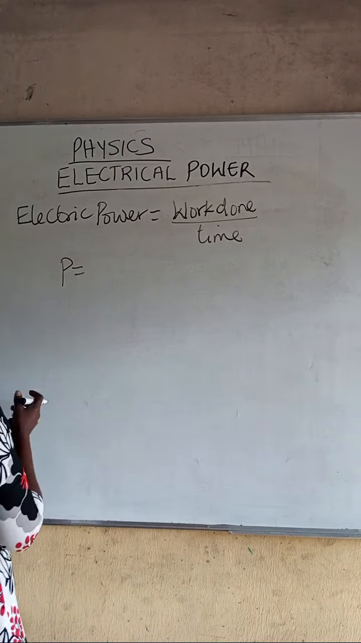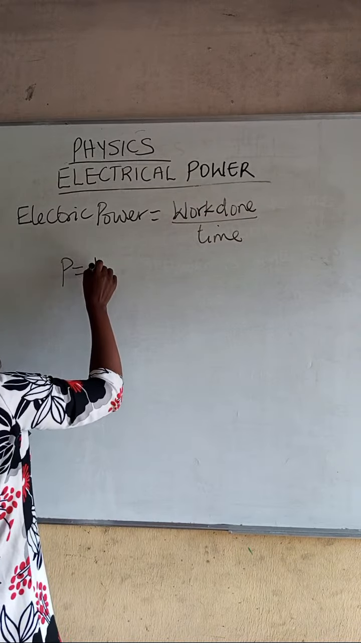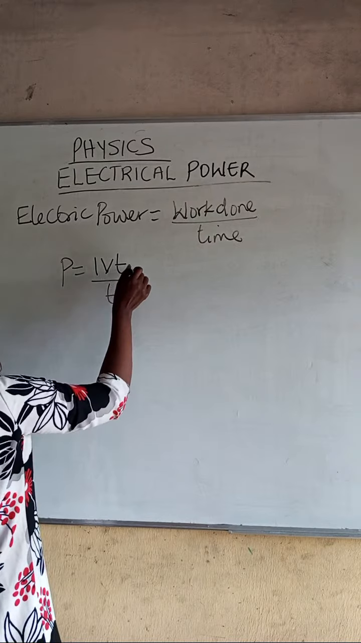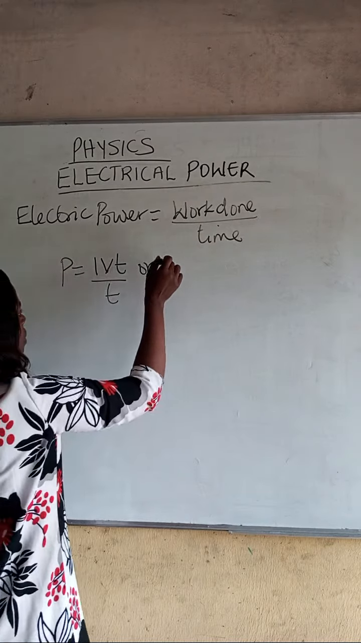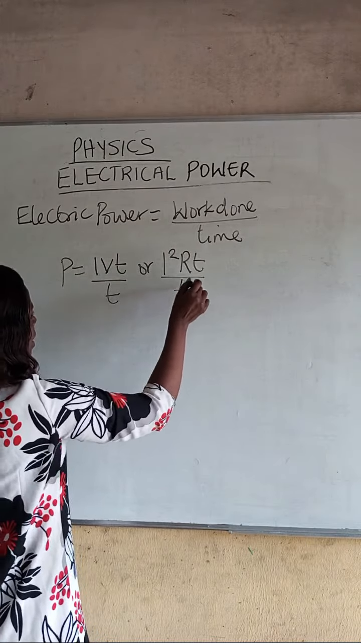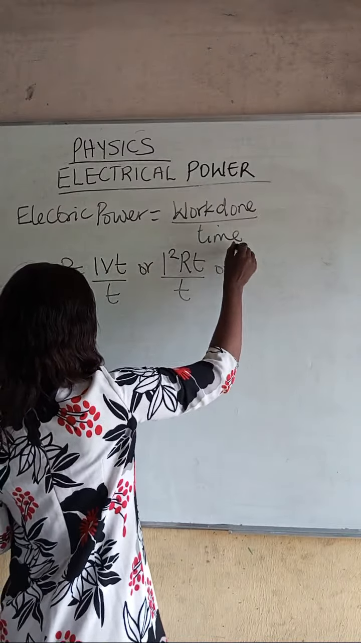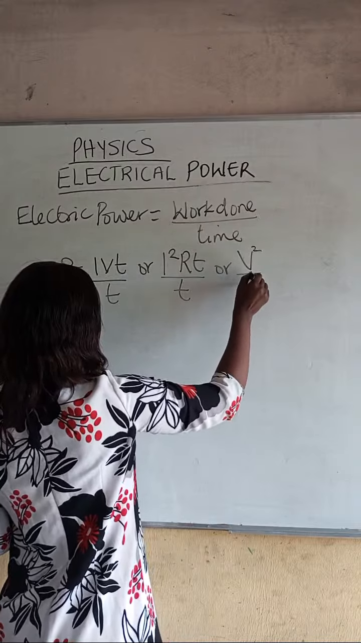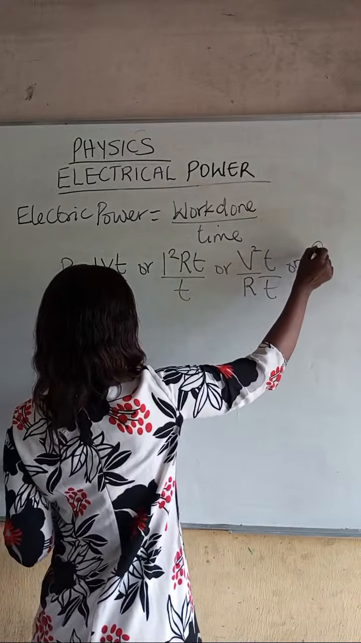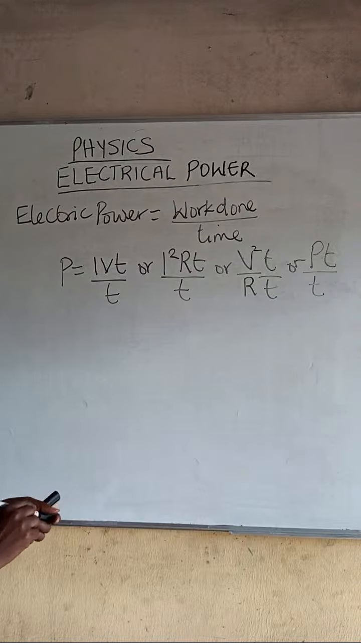Electrical work done, which we have derived, is IVT over time, or I squared RT over time, or V squared over R times T over time, or PT over time. Right?